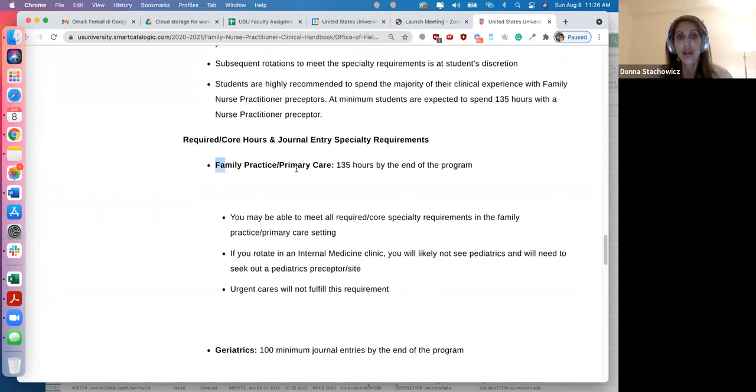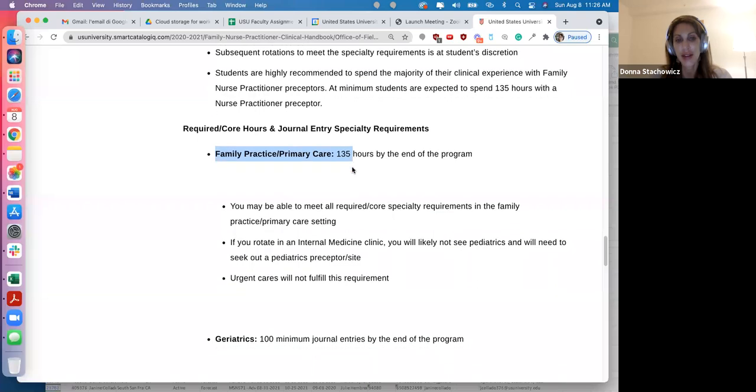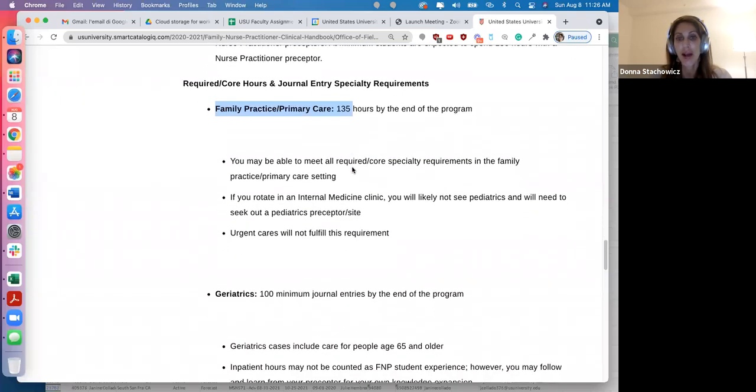So you need a minimum of 135 hours in family practice/primary care by the end of the program. I'm going to stop sharing my screen because I want to drive a point home about this family practice issue. Many students have reached out and said, hey, I see urgent care patients, and like 4 out of 5 of my urgent care patients come for primary care reasons. Or they say, you know, I'm in the ER and I see like 3 out of 10 of my people are really there for what's kind of primary care.